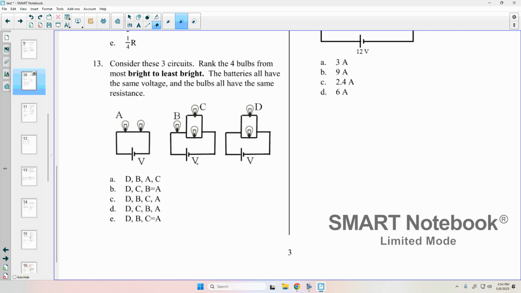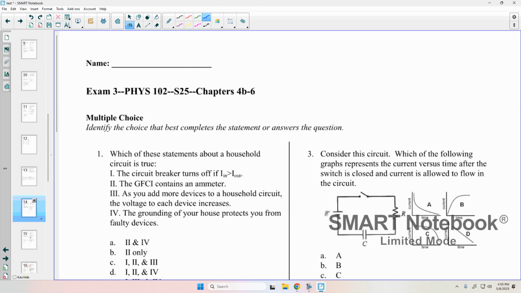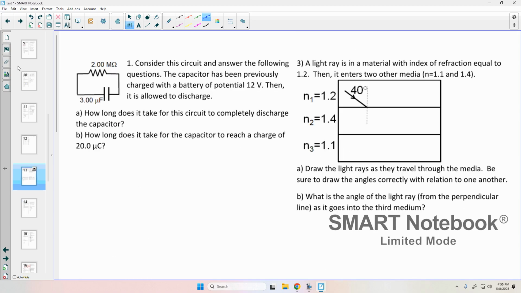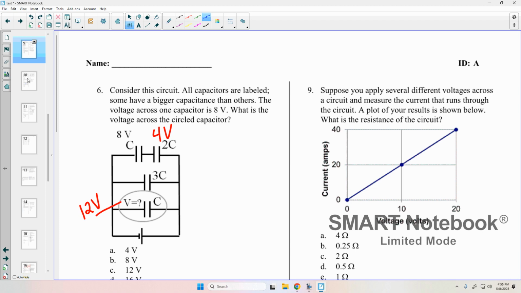So let's see, that doesn't help me either. But then the voltage across B is going to be bigger than the voltage across C. Which gets rid of this one. Sorry, I'm not used to this computer.